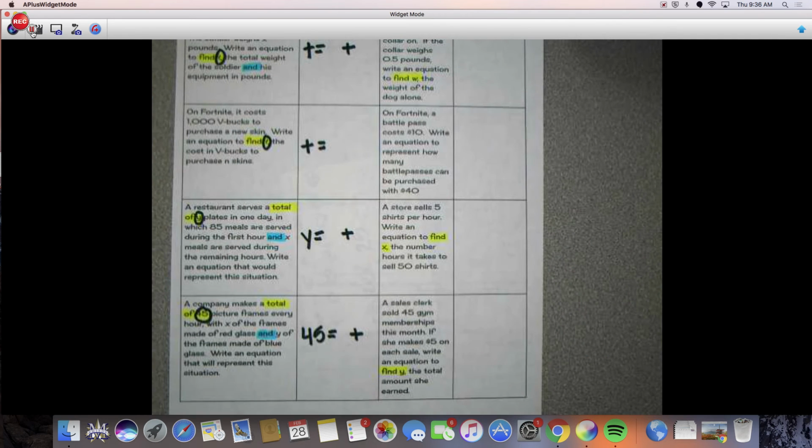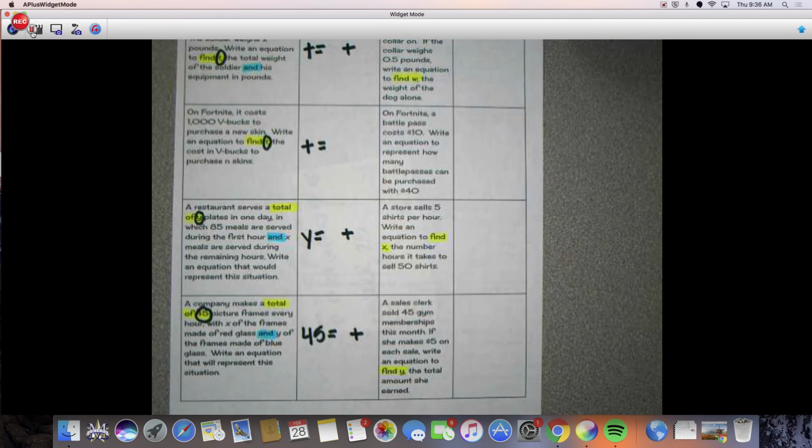Look at number 1. A soldier uses equipment that weighs 50 pounds. The soldier weighs X pounds. Write an equation to find T, the total weight of the soldier and his equipment in pounds. Well, think about it. If you weigh 100 pounds and your shoes weigh 2 pounds, how much are you going to weigh with your shoes on? 102.